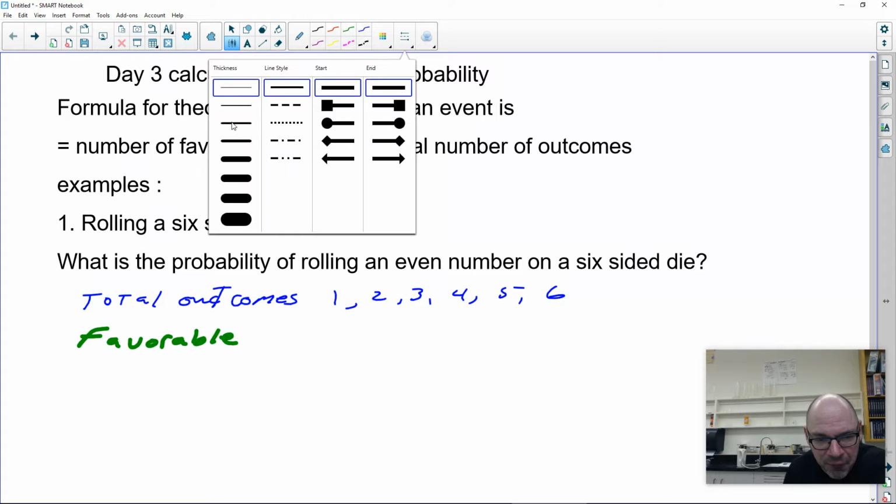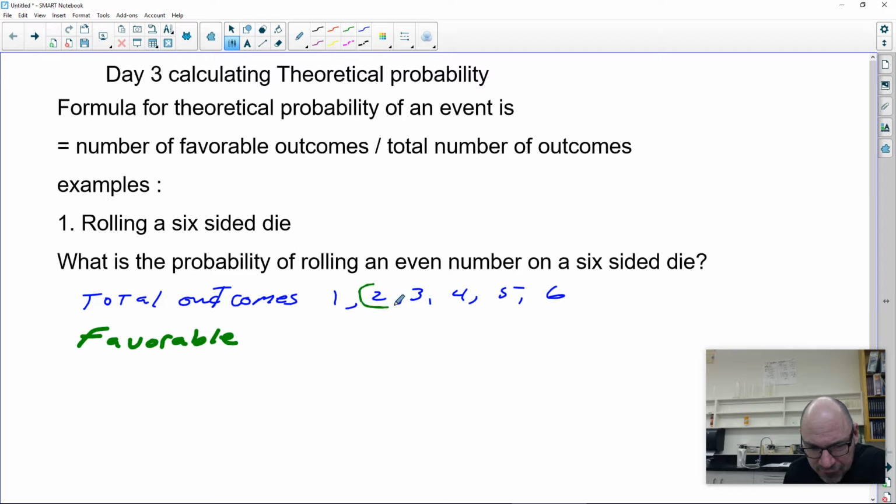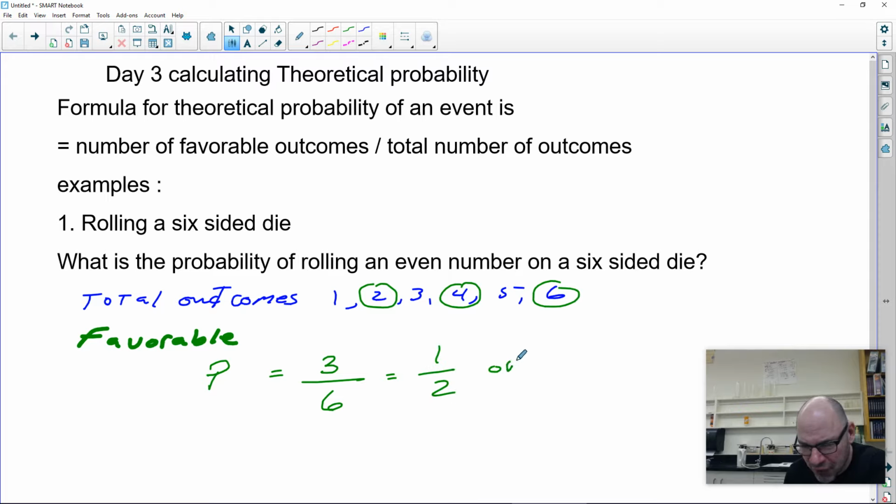So I'm going to do an even number. So this is even, this is even, and this is even. So our formula is the number of favorable over the total number. So the probability, we'll just go with P, equals 3 favorable over 6 total. This is equal to 1/2 if we reduce it, or if we write it as a decimal, 0.5, or if we write it as a percentage, 50%.